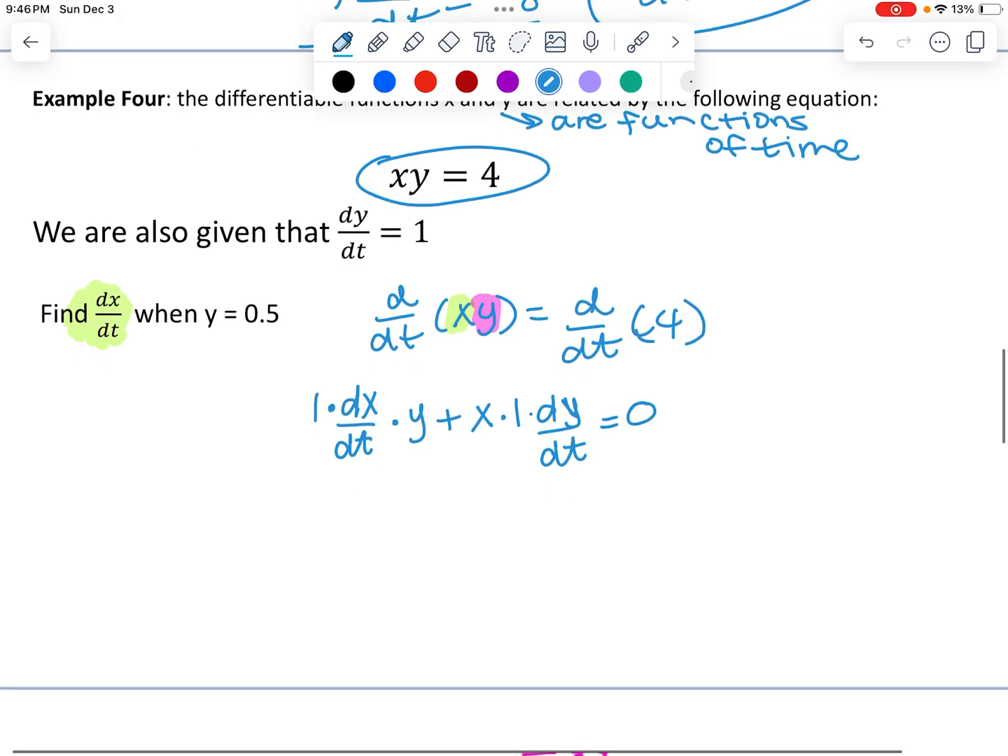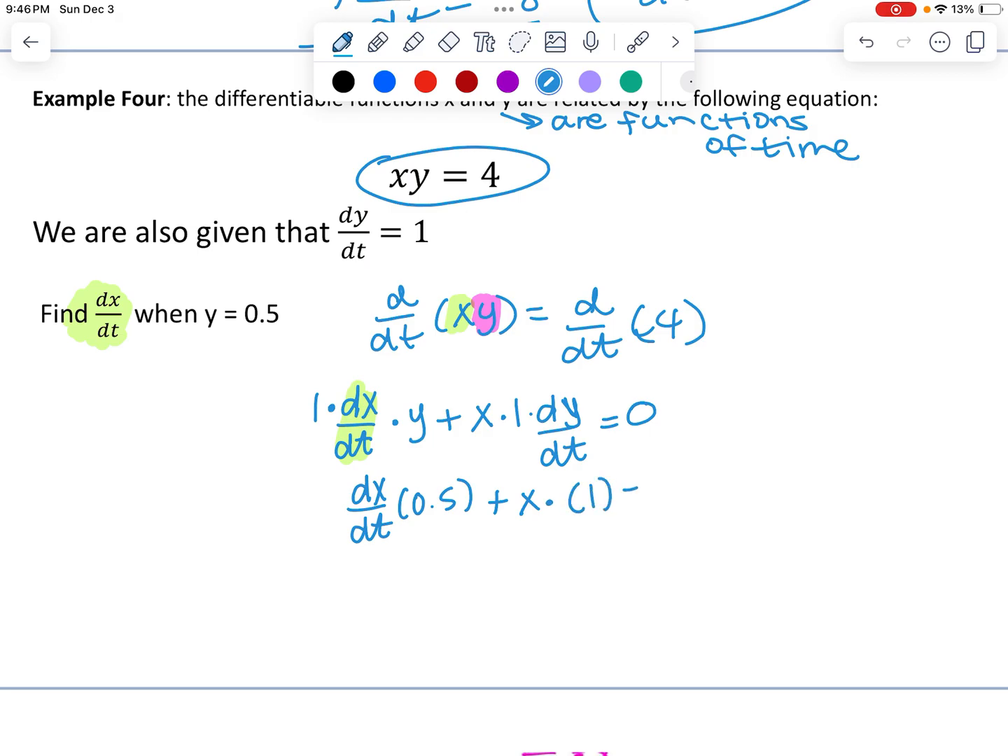Now I know that my end goal is to find this piece of information, dx/dt, but I'm just going to simplify and plug in what I know. I know that y equals 0.5. I actually don't know what x is, but I do know that dy/dt is 1, and then I have to get 0. So this is my end goal, but I'm also missing this piece of information, which is x. However, I'm going to be able to figure it out.